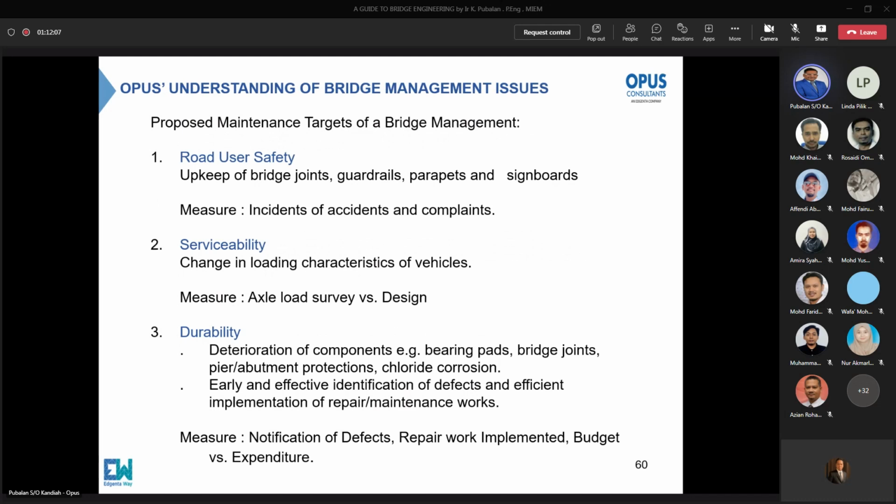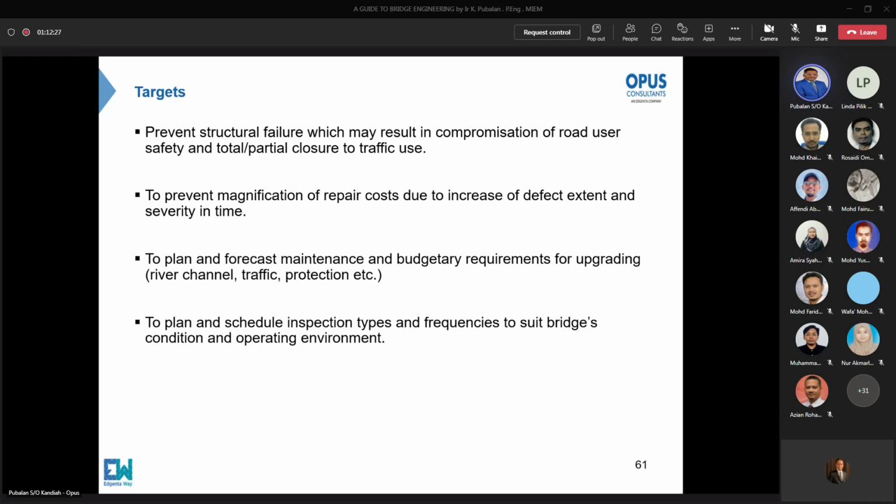So this is basically like what I told you just now. This is our understanding on BMS. So road user safety, serviceability, and durability. This one I think generally all of you know about this. So nothing much. It's just how to maintain it in a good way. Targets. What's the target of BMS? The first target, we want to prevent structural failure. We do not want any bridge to collapse.